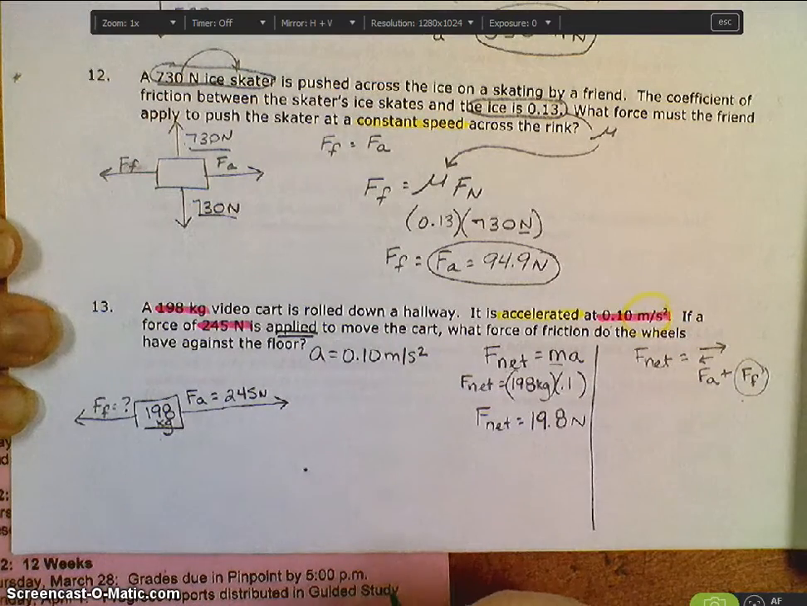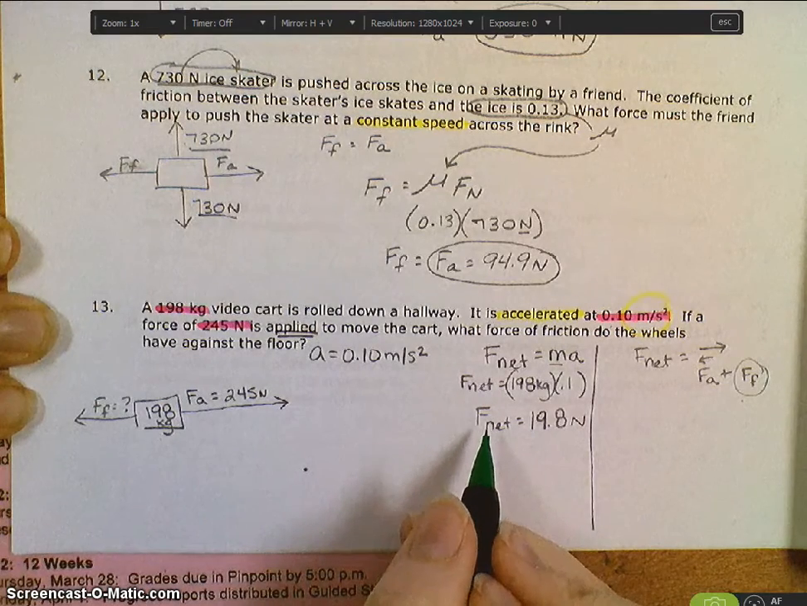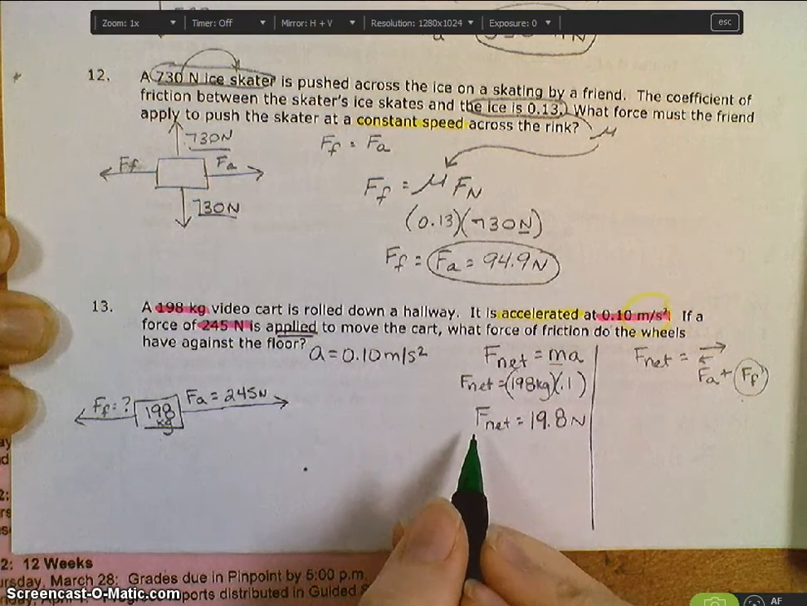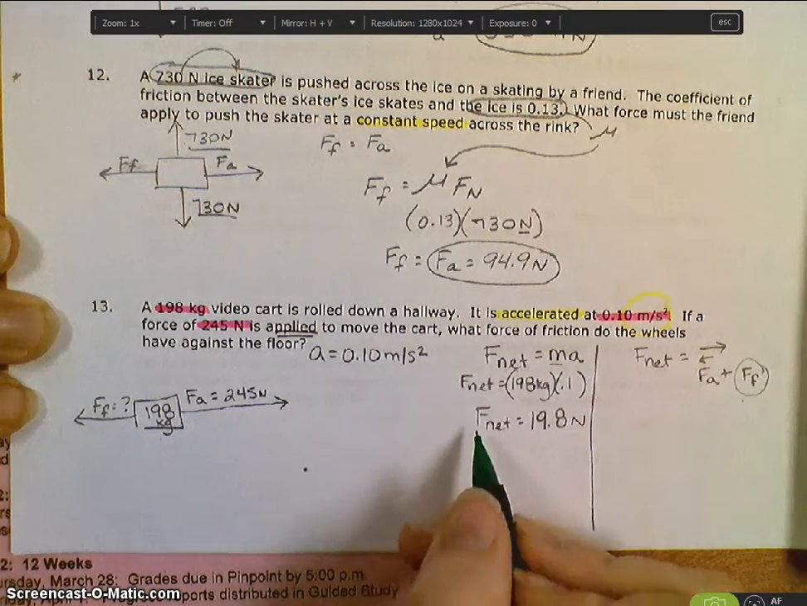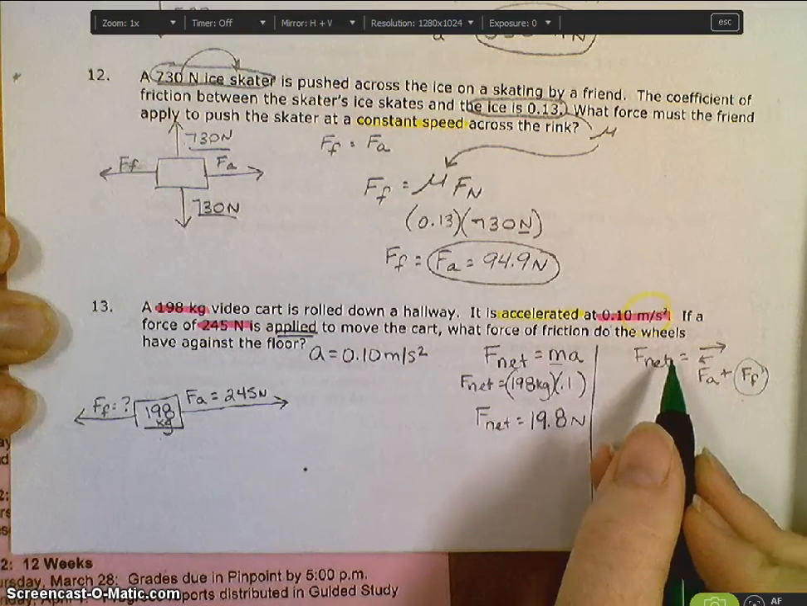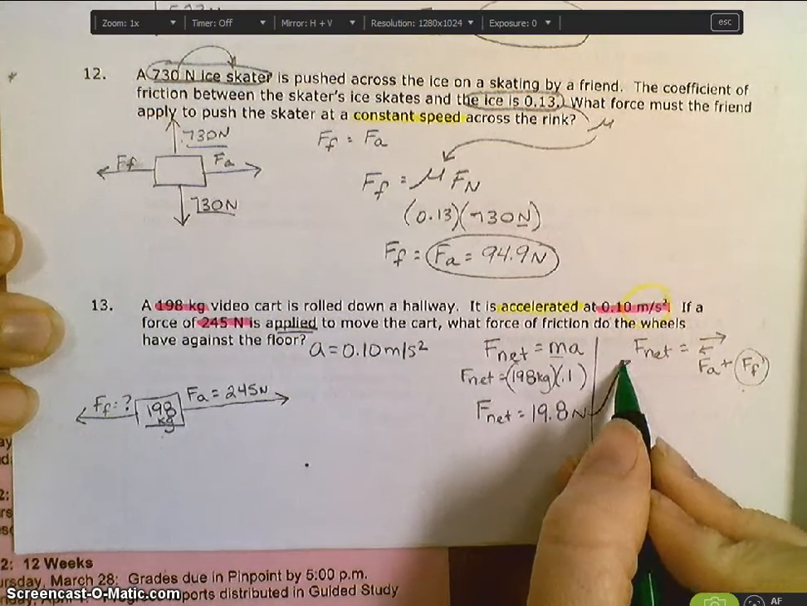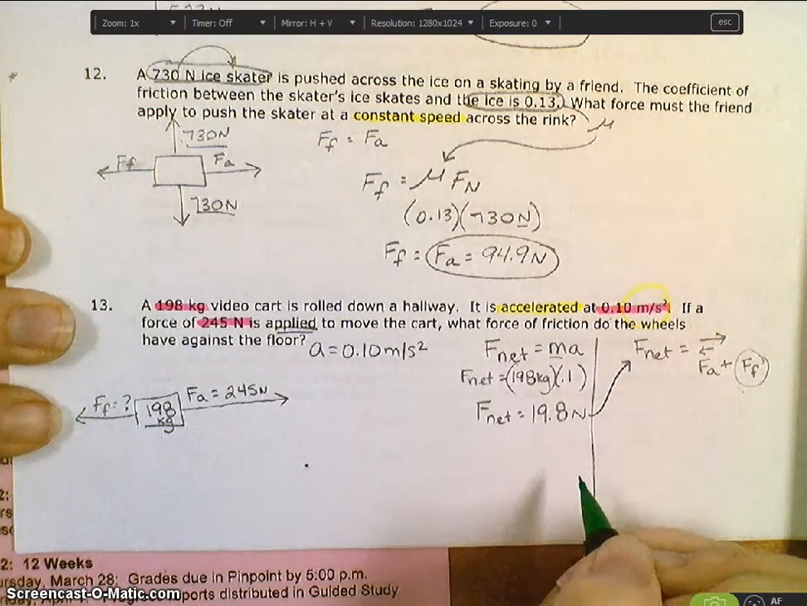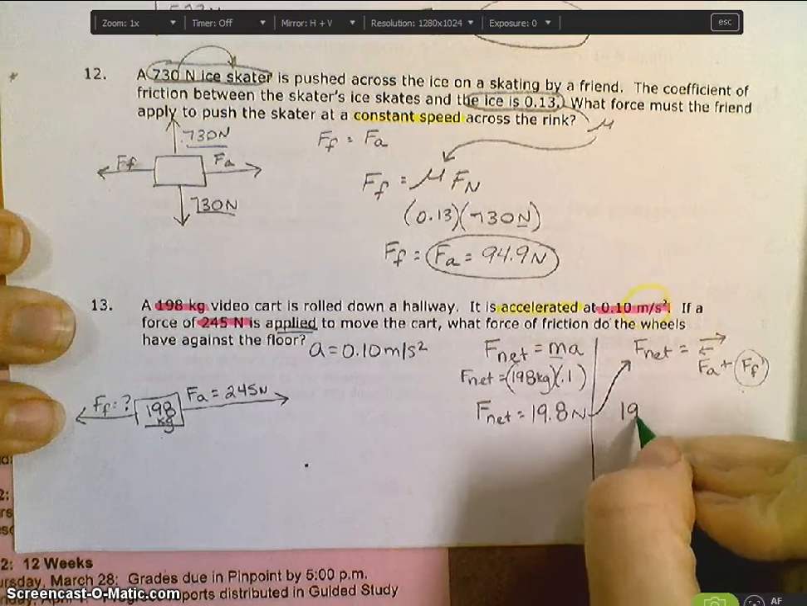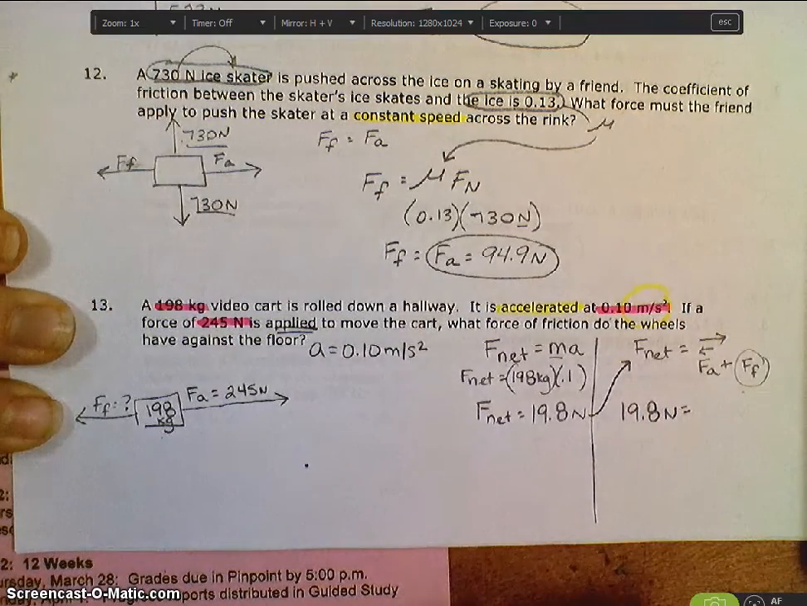Now what I need to look at next, and a lot of us get stuck here, is to say, well, that's F net, but what is that good for? And some of you stop here. Remember the question asked for FF. There are two equations to use. We've just done part of it. We take that F net and plug it in. 19.8 newtons is equal to our arrows added together.